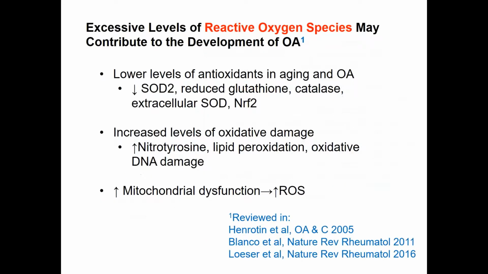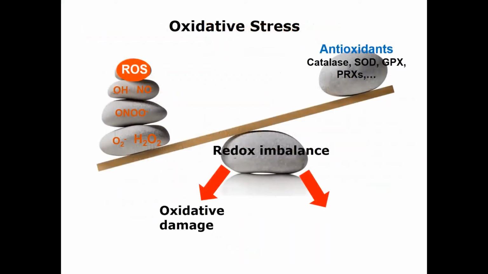Just some data to show that reactive oxygen species are increased with OA, and with aging, there's a lower level of antioxidant enzymes and increased production of reactive oxygen species that are important. And so with oxidative stress, there's a change in the balance between the amount of ROS that are being produced and the antioxidant capacity of the cell. This causes oxidative damage in the tissue, but more important, it also alters signaling. And so our lab has been studying how cell signaling has changed in response to this redox imbalance and how that contributes to osteoarthritis.